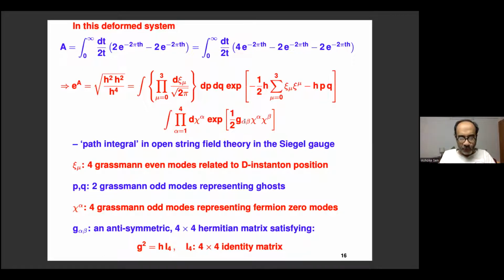Okay, we are trying to show that this answer and the string field theory answer are the same. So for that, of course, you have to still see that this action comes out of string field theory. Okay, and we'll see how it comes. Is that okay? Are there other questions?